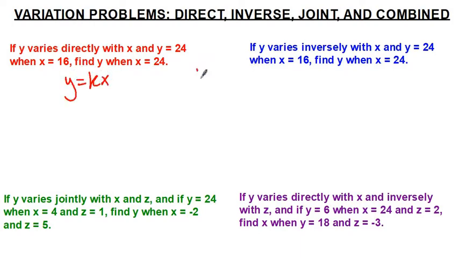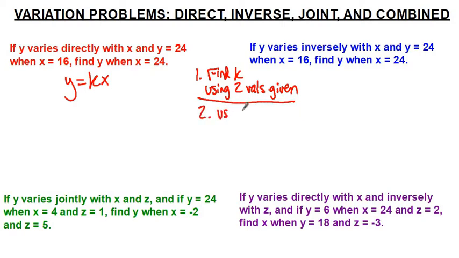And there are two steps in all these problems. The first step is to find k using the two values given. And I'll explain what that means in just a sec. Find k using the two values given. And then the second step is to use k to find the missing value. So two steps: find k using the two values given, then use k to find the missing value.